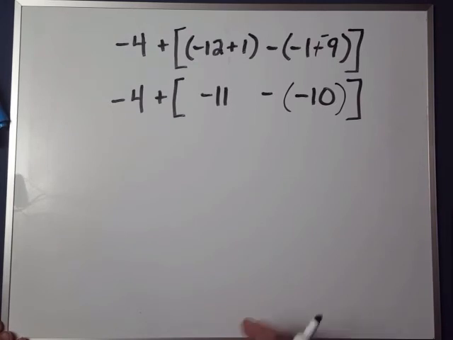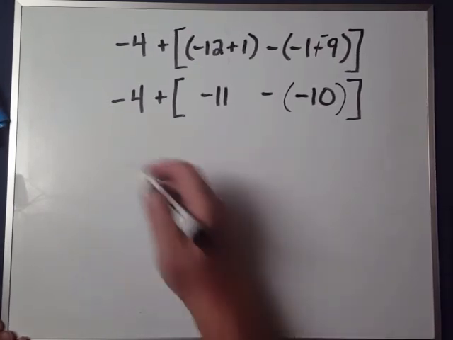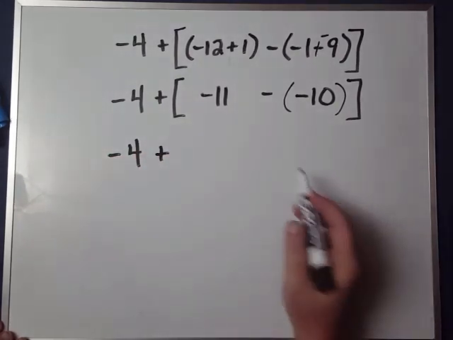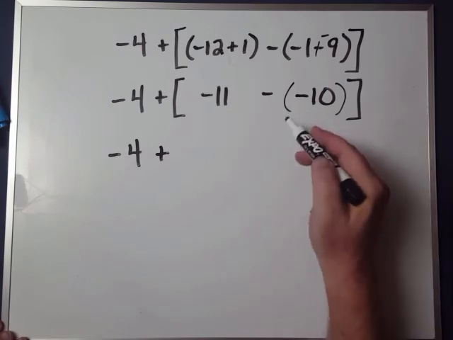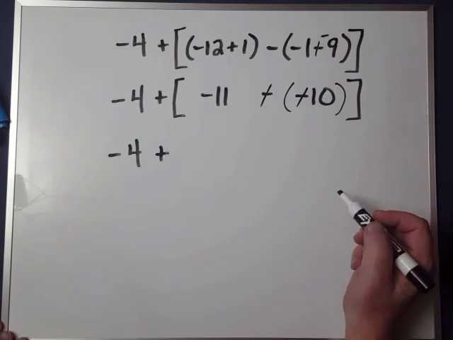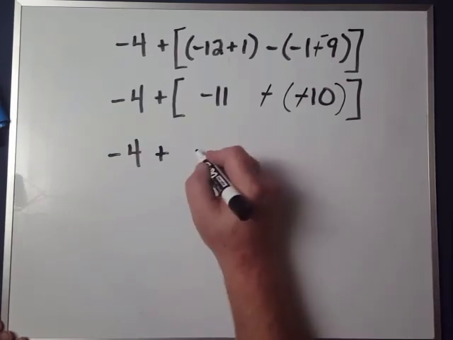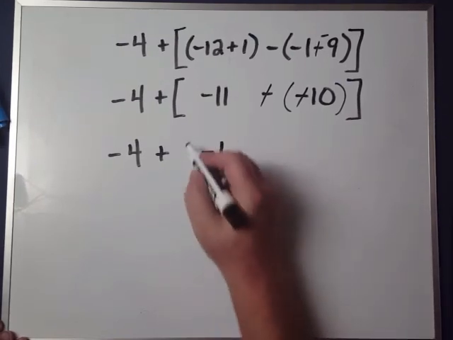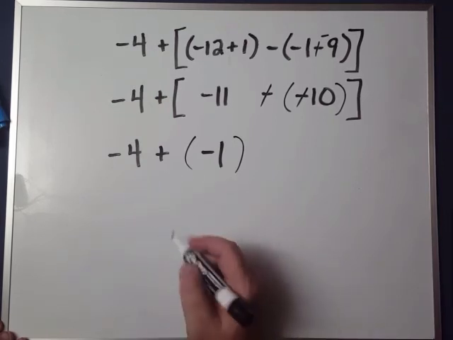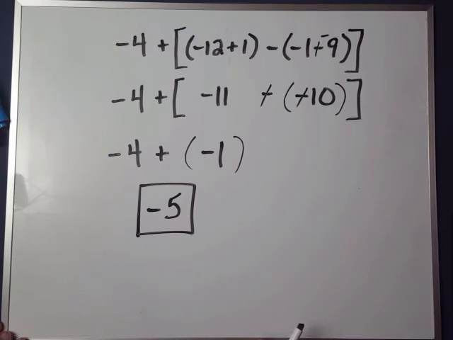We've taken care of both sets of parentheses. We're now ready to subtract in the square brackets. So in the square brackets, -11 minus -10, make 2 marks, make that plus +10. -11 plus a +10 is -1. And then finally, -4 plus -1 totals -5. How'd you do?